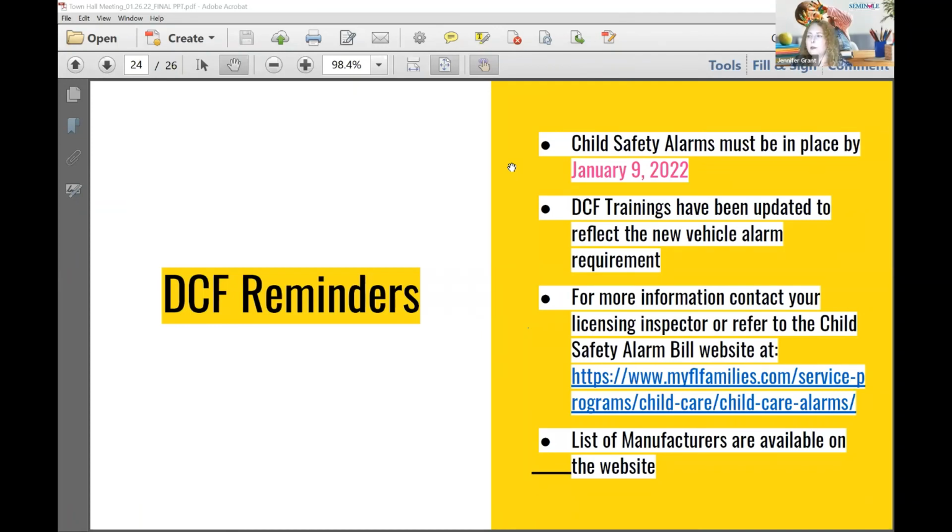It's just our goal to make sure that everybody is educated about this. The DCF has created a safety alarm bill website. It has a list of manufacturers. So if you have not made that purchase yet, there's a list of eligible qualifying manufacturers on that list, and they can help you with that process. So I just wanted to make sure that everybody was aware of that and had those resources. I know DCF has been emailing everybody and mailing them directly, but wanted to make sure that you were aware of this also. Okay.